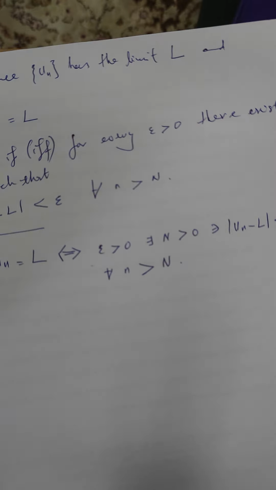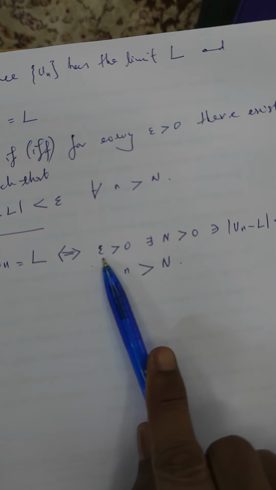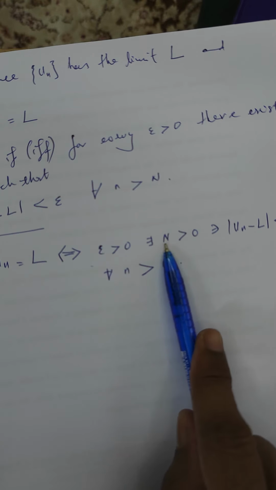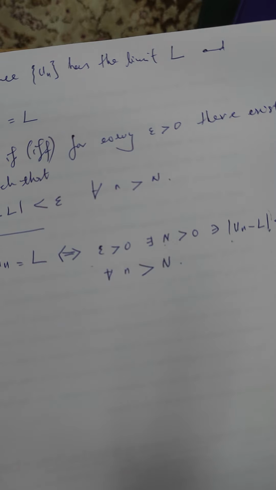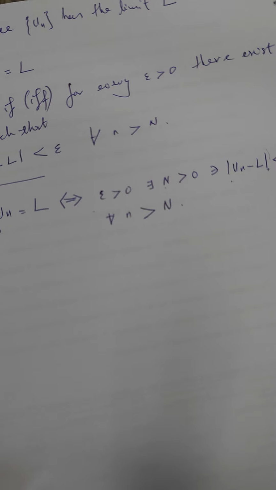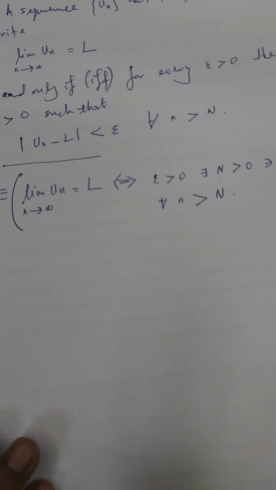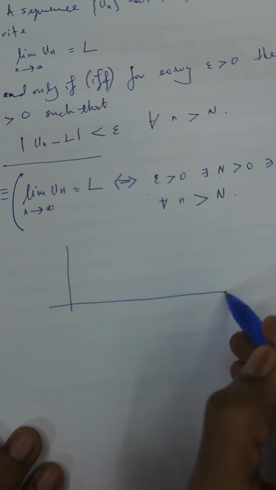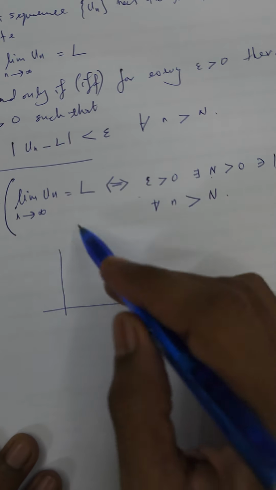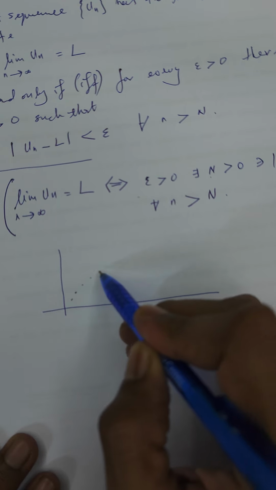So let me explain in a bit more detail what we mean by that definition. What is the epsilon in this case? What is N? And what does that symbol mean? Probably the easiest way to explain this is to sketch. Let's say I have a convergent sequence, a sequence with a limit.